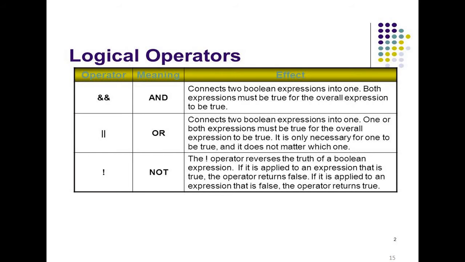Logical operators, you have AND, OR, NOT. In the AND logical operator, both the expressions must be true for the overall expression to be true. In OR, either one of these needs to be true for the overall expression to be true. It does not matter which one is true. NOT is the reverse of what you are writing. That is, suppose you are writing not false, that means it is true.